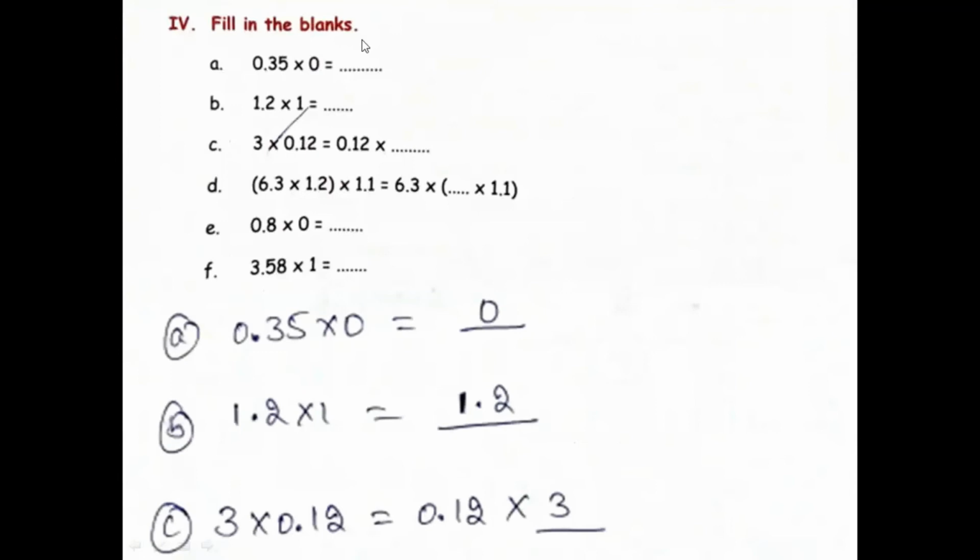Fill in the blanks. For example, 0.35 into 0 equal to dash. When we multiply with 0, the product is 0. Next, B1. 1.2 into 1. When we multiply with 1, the product is itself, 1.2. Next, C1. 3 into 0.12 equal to 0.12 into 3.